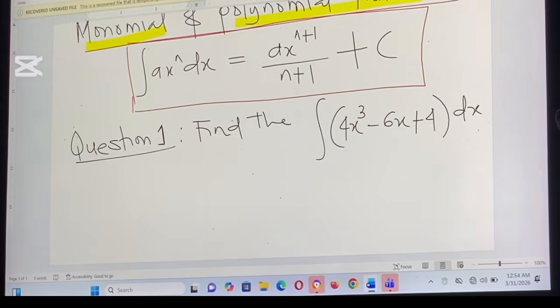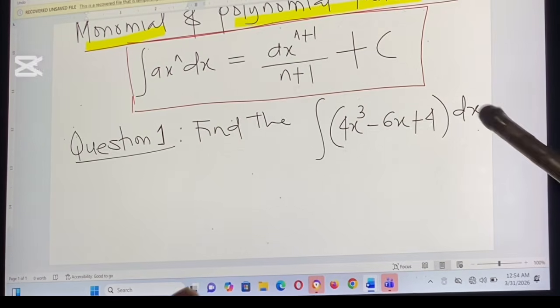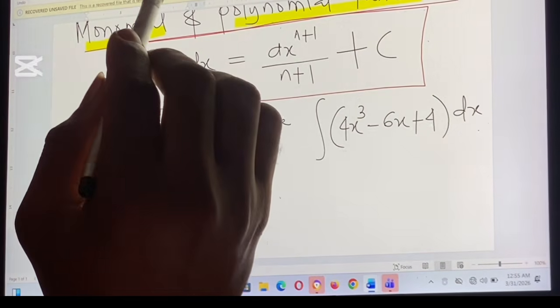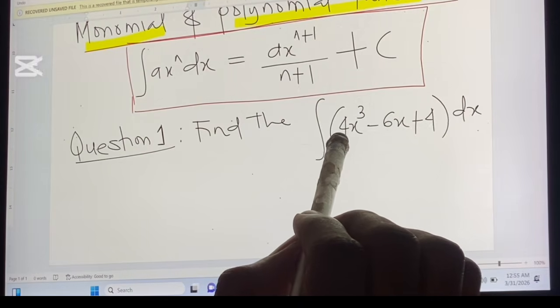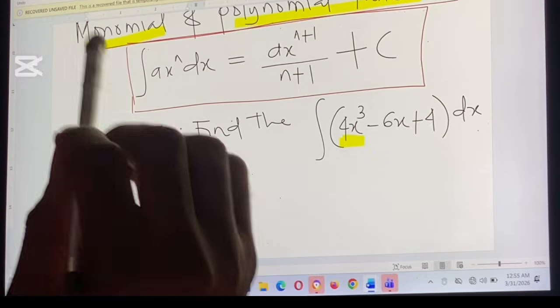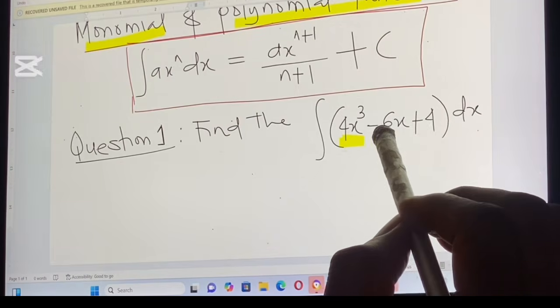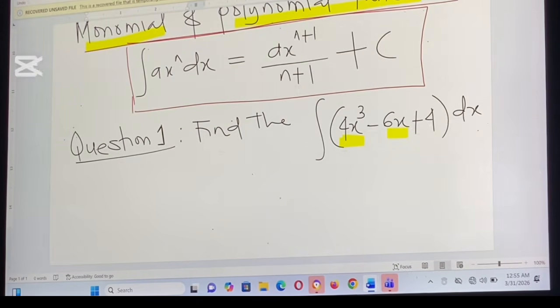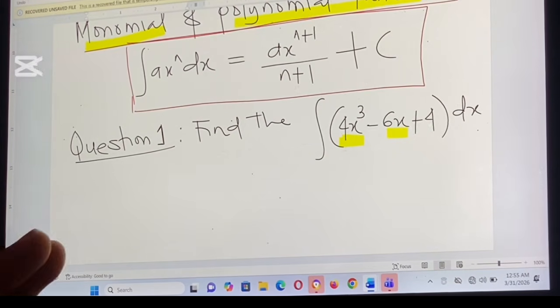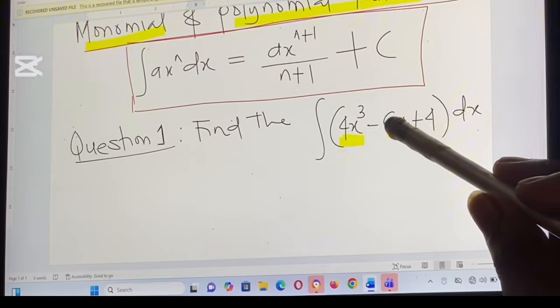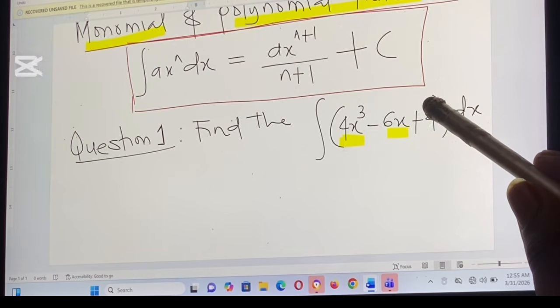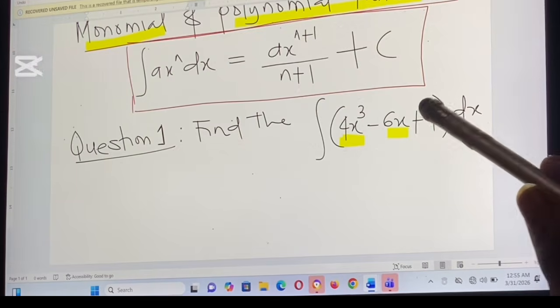Question 1, please. Let's solve this question here. They said, find the integral of 4s raised to the power of 3 minus 6s plus 4. When you are given a question on integration, the first thing to do is to identify the function. And different functions have different formats or patterns of integrating. So this function here consists of 2 or more monomial functions, so we have this to be a polynomial function.